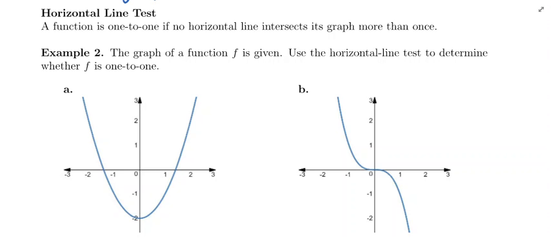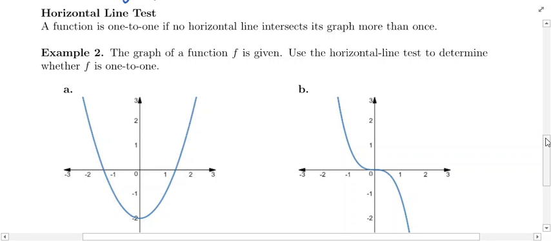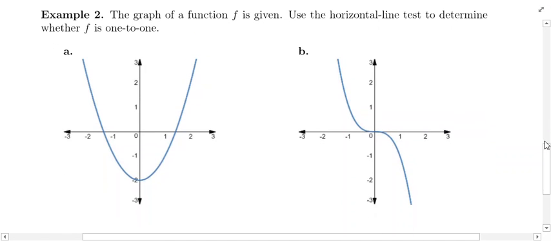In example 2, I have 4 different pictures. All 4 graphs are functions. We are trying to figure out whether each function is one-to-one. So here we go. Example 2. The graph of a function f is given. Use the horizontal line test to determine whether f is one-to-one. Let's take a look at the graph in part A. It's a parabola.